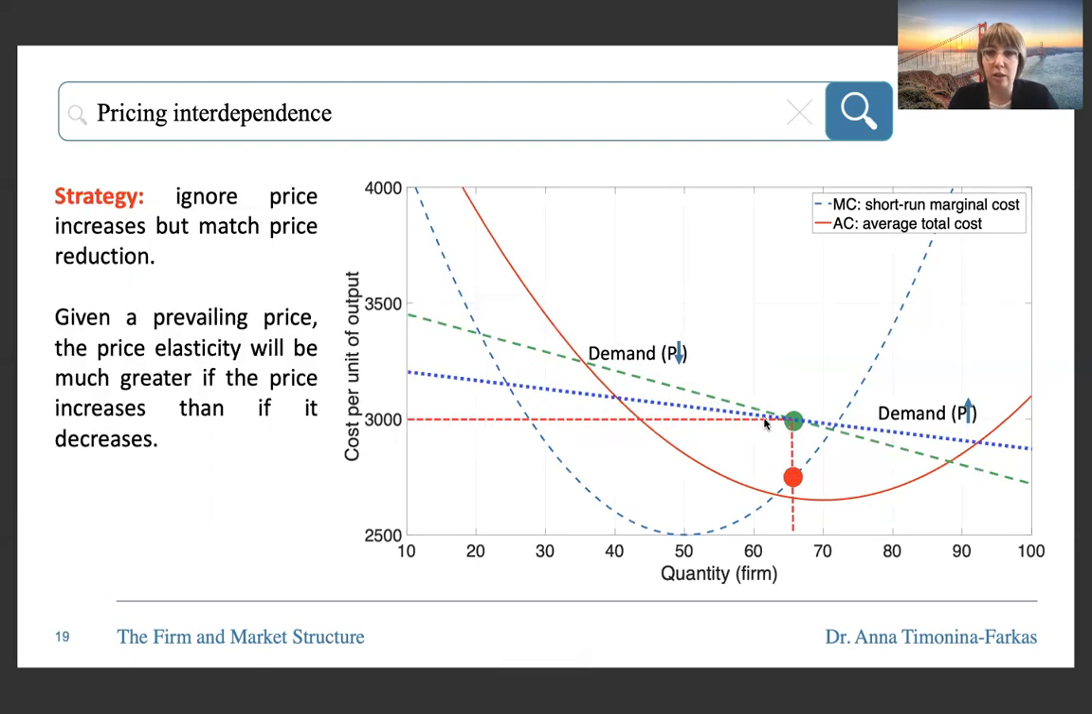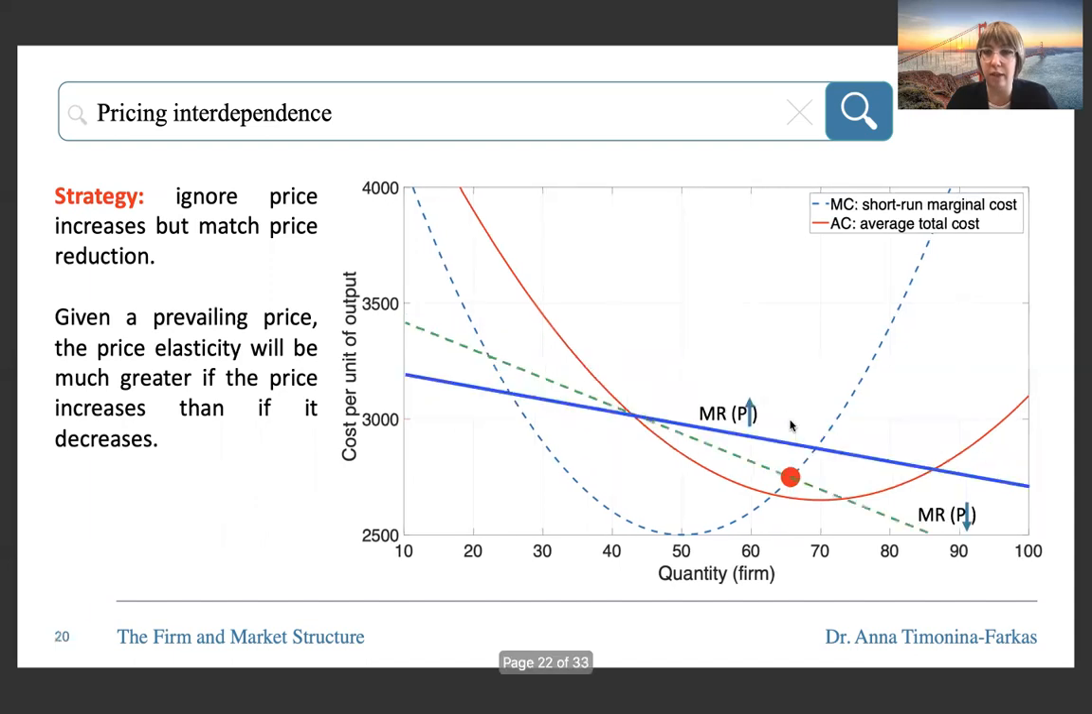Well, as said, the demand is asymmetric for the case when prices increase and when prices decrease. Given the prevailing price, the price elasticity will be greater if the price increases than if it decreases. That is exactly because companies are trying to match price decreases rather than price increases. And that is why, as soon as the elasticity is greater, the demand will look like this. Thus, we will have a kink in the demand curve happening at the prevailing price.